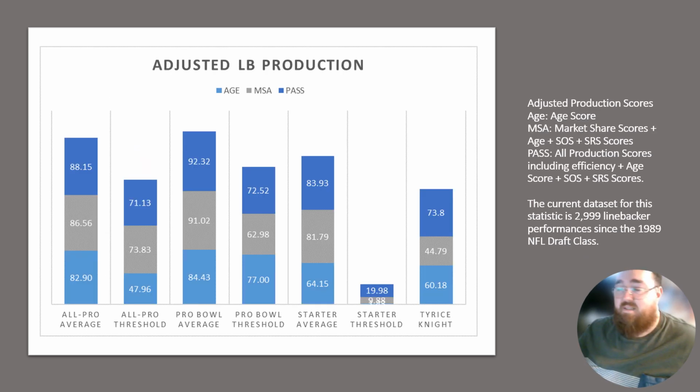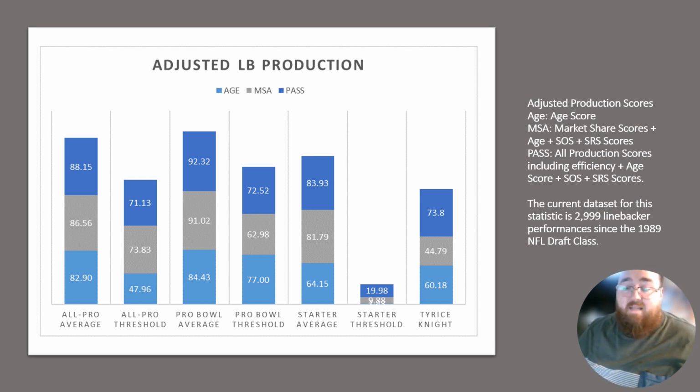And then when you get to his adjusted production, this is the only area where his data kind of lags a little bit, when you take a look at his age, his level of competition and his strength of schedule. So his pass score is better than his MSA rating, so his overall production collectively is much more impressive than just his sack TFL data, if you will, in terms of that position.